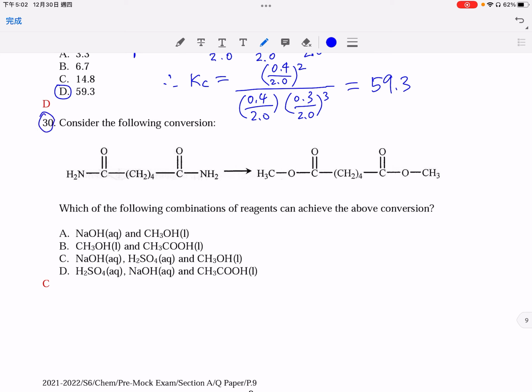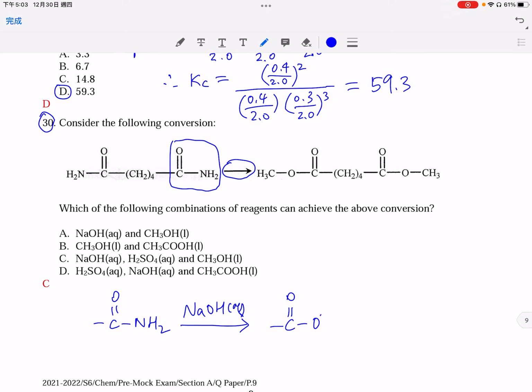Question number 30. To achieve this conversion, make sure you know that the starting material contains the amine group. So let's make it simpler. The amine group, after it reacts with sodium hydroxide solution, alkaline hydrolysis will occur to give the intermediate product like this.